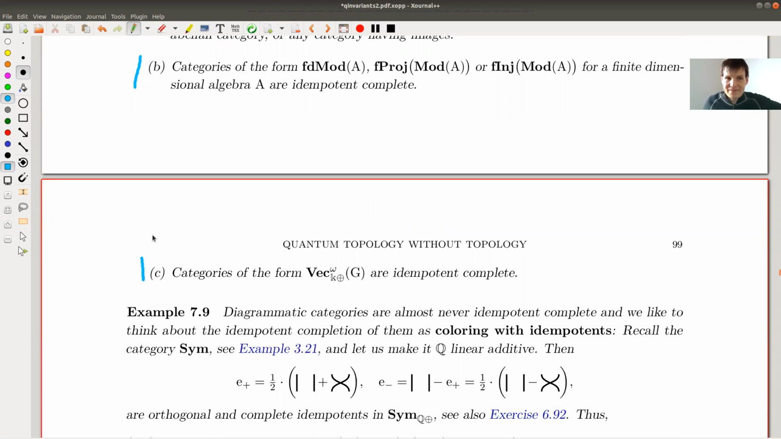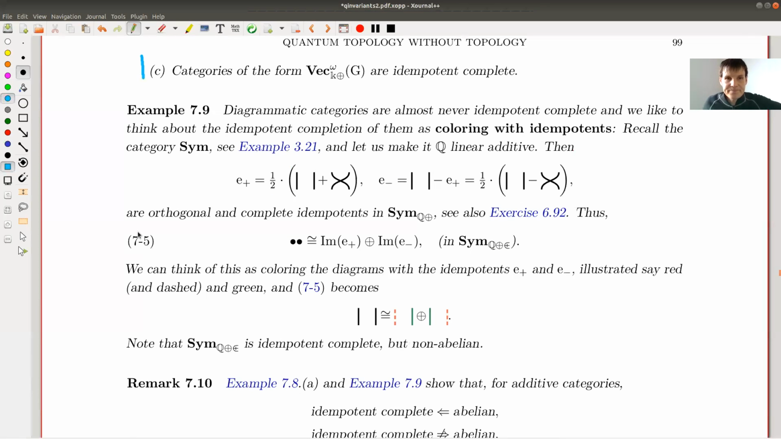But the point is the next example. Diagrammatic categories are usually never idempotent complete. And the idempotent completion is idempotent complete. Whoa, what a surprise! But it's usually not abelian. So let's discuss what the idempotent completion looks like.